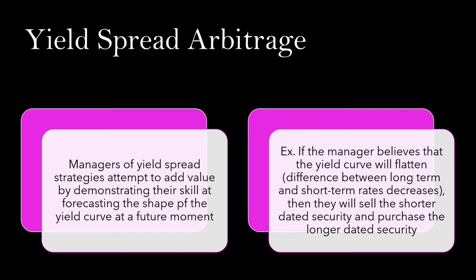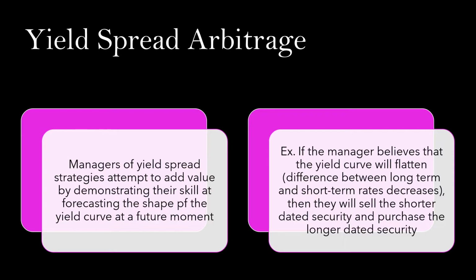Now we do have a little bit of a definition for yield spread arbitrage. So managers of yield spread strategies do attempt to add value by demonstrating their skill at forecasting the shape of the yield curve at a future moment. So for example, if the manager believes that the yield curve will flatten, so the difference between the long-term and short-term rates decrease, then they will sell the shorter dated securities and purchase the longer dated securities.